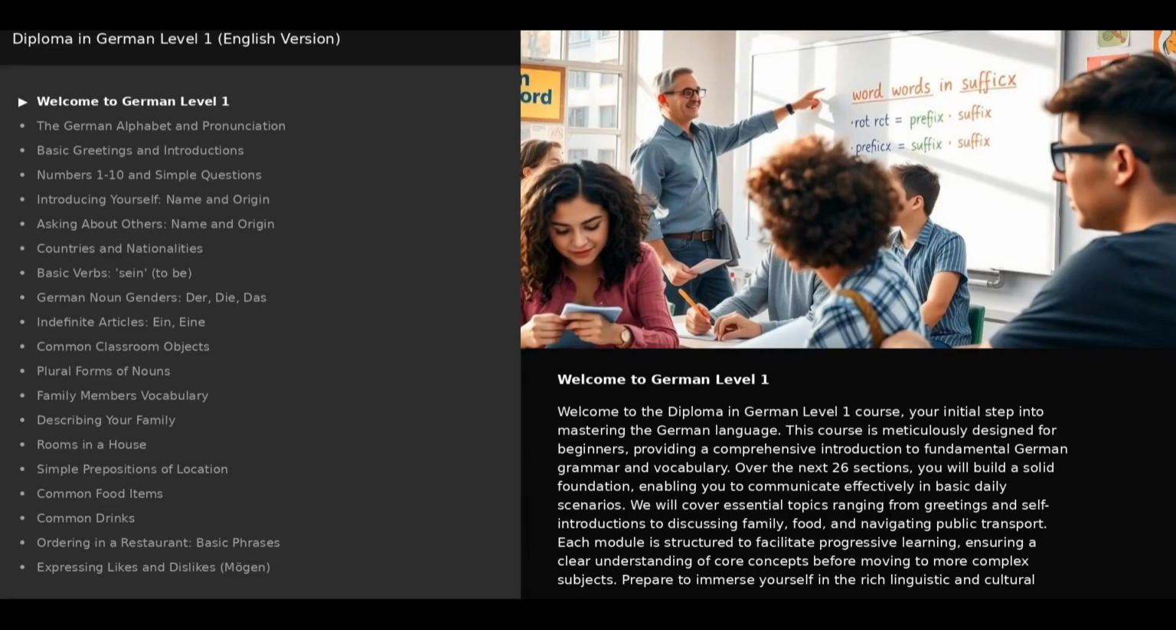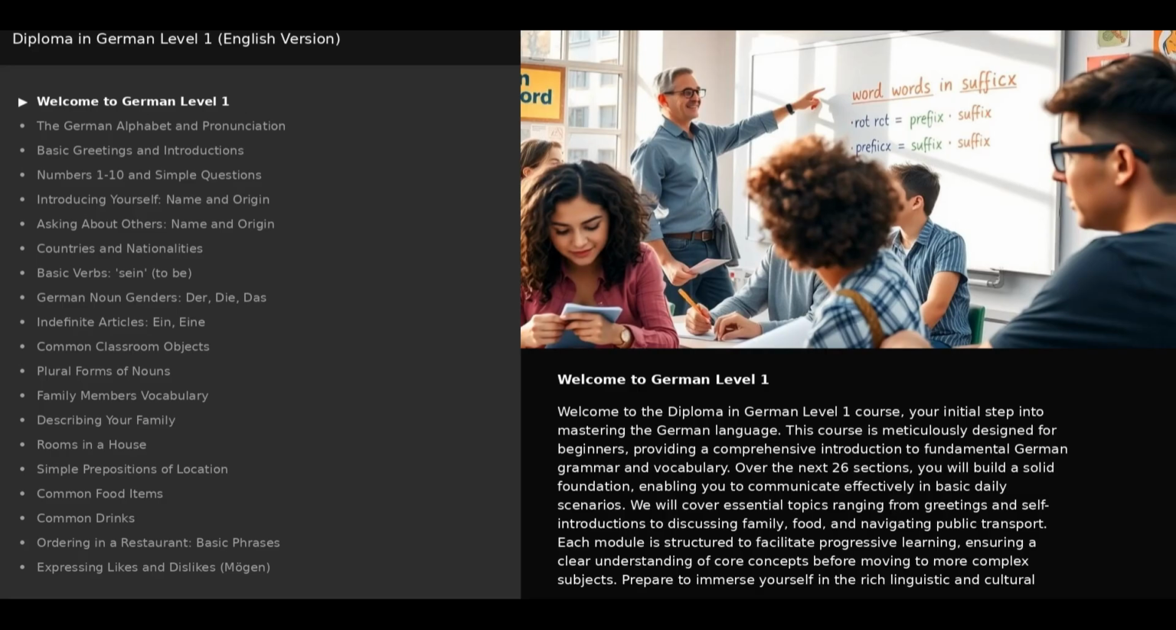This course is meticulously designed for beginners, providing a comprehensive introduction to fundamental German grammar and vocabulary. Over the next 26 sections, you will build a solid foundation, enabling you to communicate effectively in basic daily scenarios. We will cover essential topics ranging from greetings and self-introductions to discussing family, food, and navigating public transport.